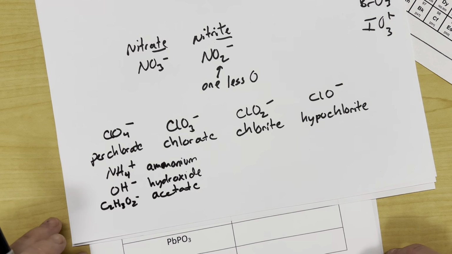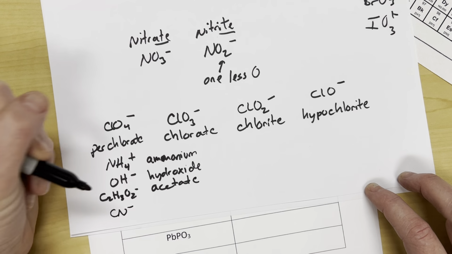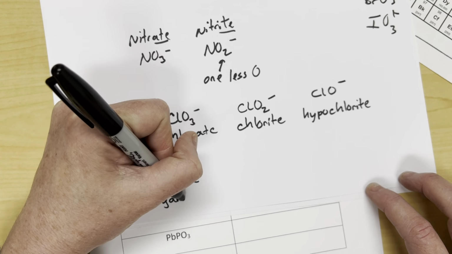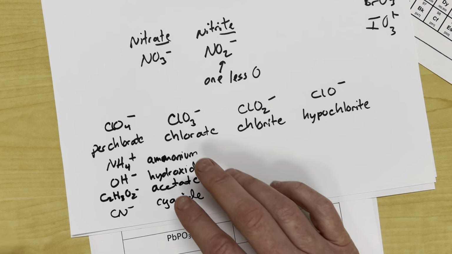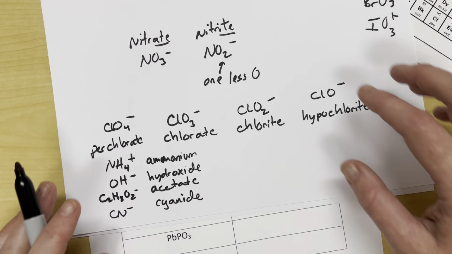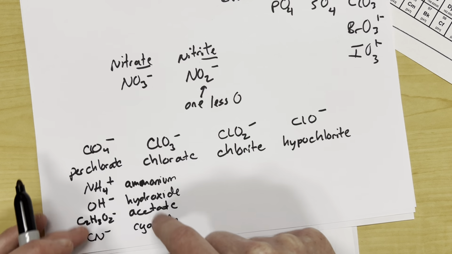And I'm pretty sure we did another one. Cyanide, that's what it is. CN negative, we called it cyanide. Okay. Last but not least, so we did the -ates, we did the -ites, we did the perchlorate, the hypo, we did the weird ones over here.